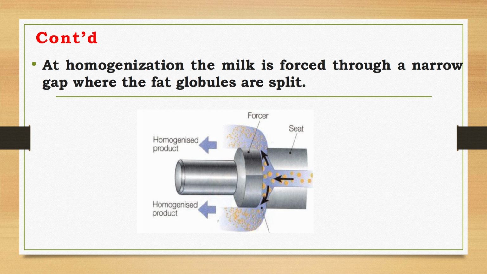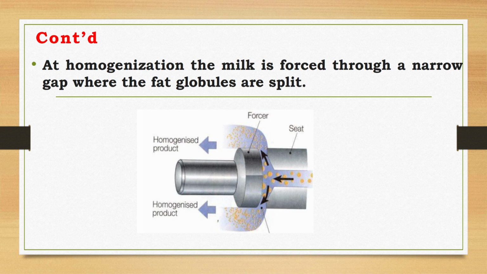So how does it work? In homogenization, the milk is forced under high pressure through a very narrow gap, which splits the fat globules apart. The slide shows a diagram of a homogenizer valve. It depicts how the milk enters, is forced through the narrow gap, and exits as a homogenized product where the fat globules are now much smaller.